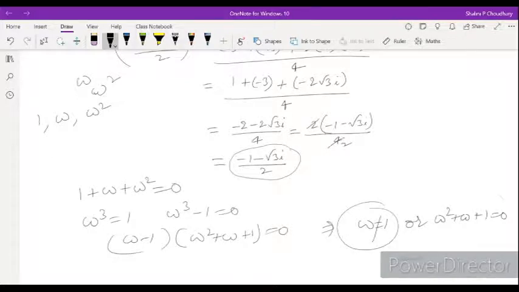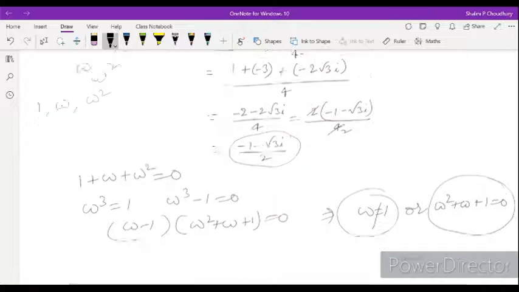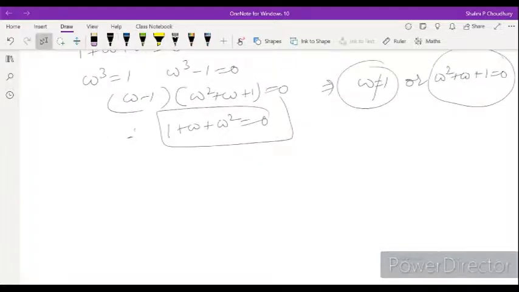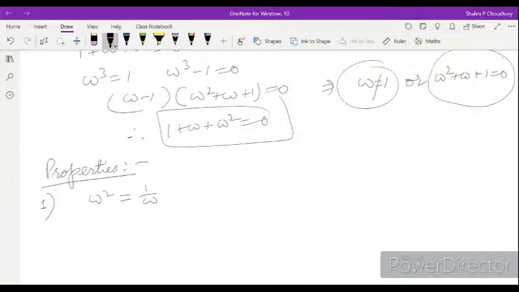Okay, it means this one will be valid. So we can say that 1 plus omega square is equal to 0. Okay, now we'll see the properties of 1, omega and omega square. Okay, the first property says that omega square will be equal to 1 upon omega, and 1 upon omega square will be equal to omega.